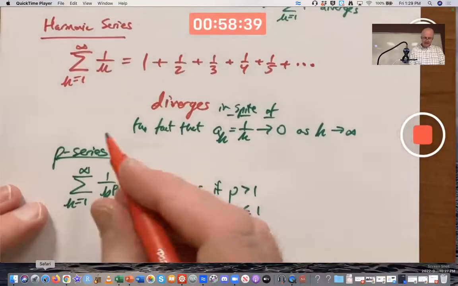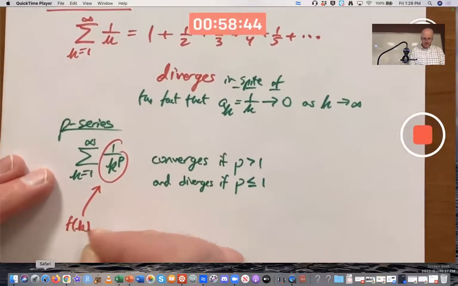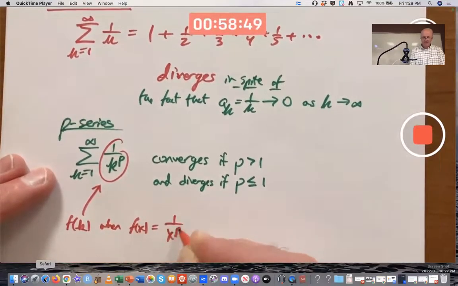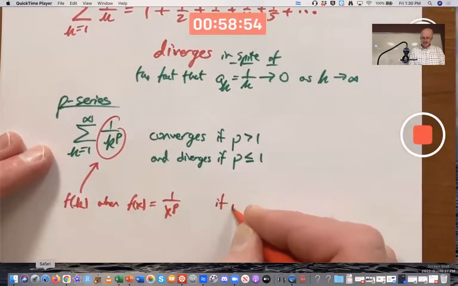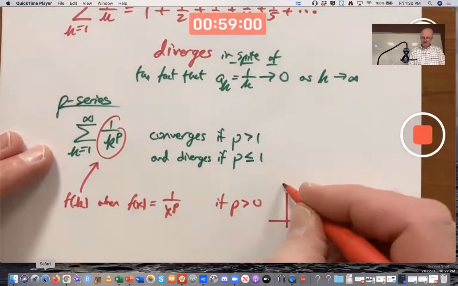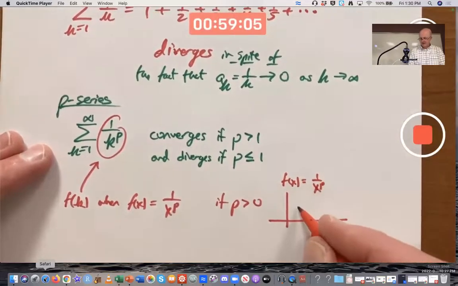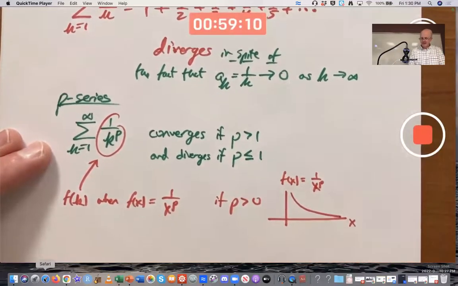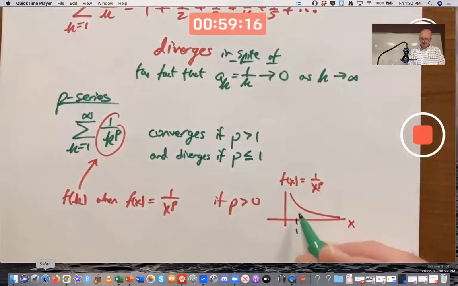We'd have to let this thing be essentially the f of x, except the input's k. That would be your f of k when f of x is 1 over x to the p. And if p is bigger than 0, the graph of this function, f of x equals 1 over x to the p, is a decreasing and positive function that looks like this. It has the x-axis as a horizontal asymptote. It goes to the point 1, 1.